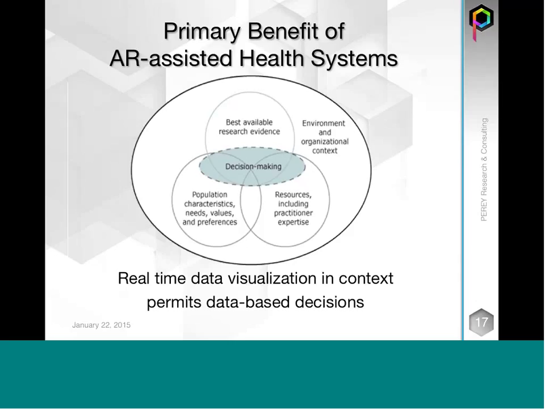Now, you may not want to look only at information about that one patient. You may want to look at some historical research. You may want to look at population metrics. You may want to be able to consult someone who is remote, an expert in a particular domain, dermatology or orthopedics or internal medicine, and you may want to access those people very quickly and ask them only about the case in front of you. So AR-assisted systems can tap into a wide variety of data and help in real-time decision-making.